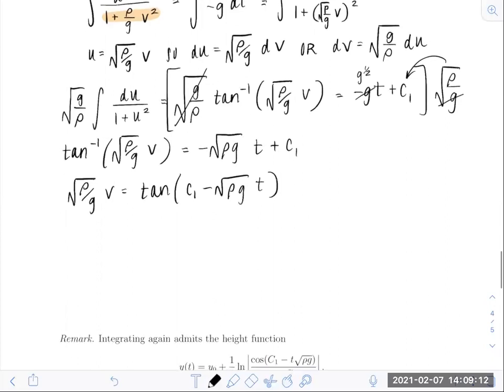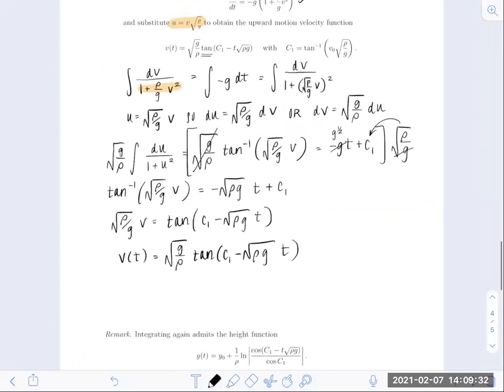And then finally, solving explicitly for v, I get v of t equals the reciprocal square root of g over rho tangent of c1 minus the square root of rho g t. Now, if we look up top here, what we have right now is precisely this left-hand piece. What they also want to do is to flesh out what exactly C1 is equal to. So let's go ahead and work on deriving this second portion. So I'll put a little check mark here.